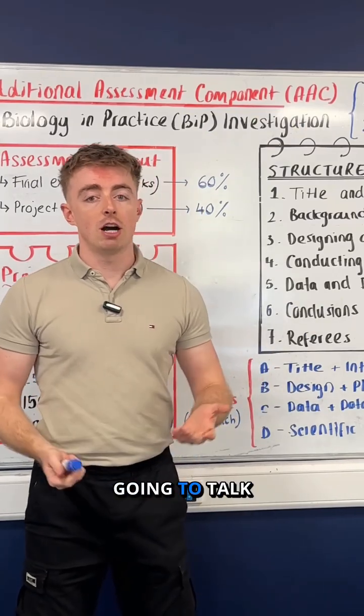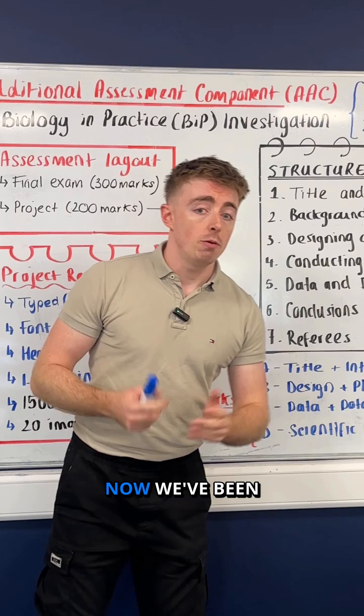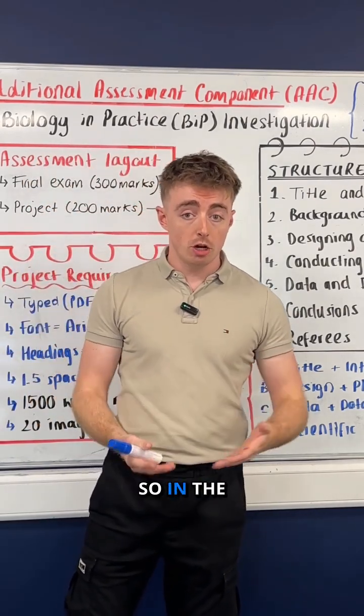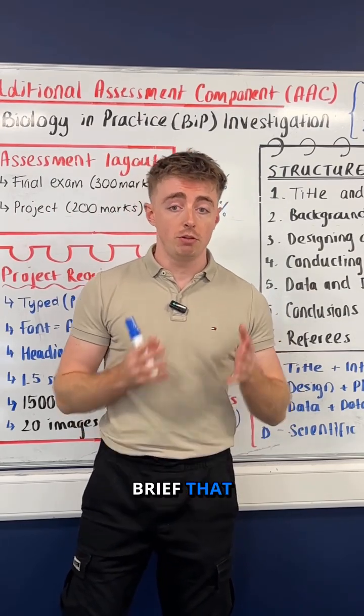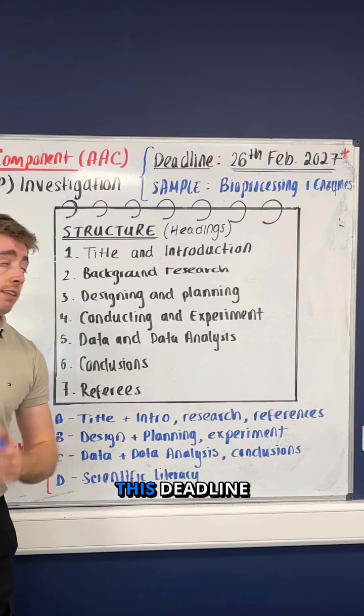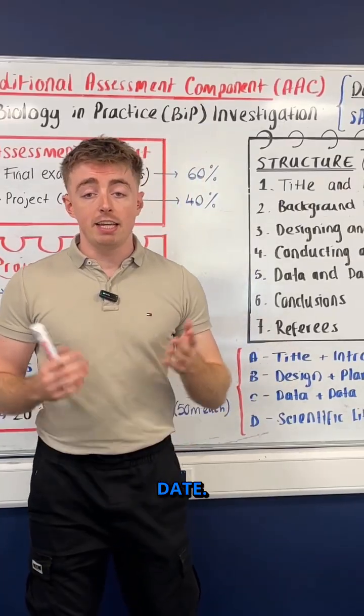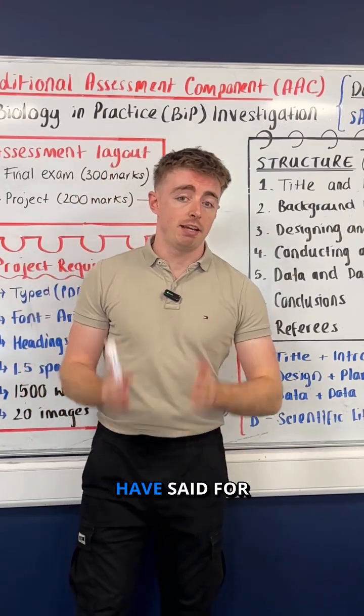So the final things I'm going to talk about is just the deadline itself. Now, we've been told that our project will be released in January of the 5th year. So in the coming months, you'll actually get the project brief that you will carry out for your Leaving Cert. This deadline is the 26th of February 2027. Now, this is a provisional date. It could change, but that's what the SEC have said for the moment.